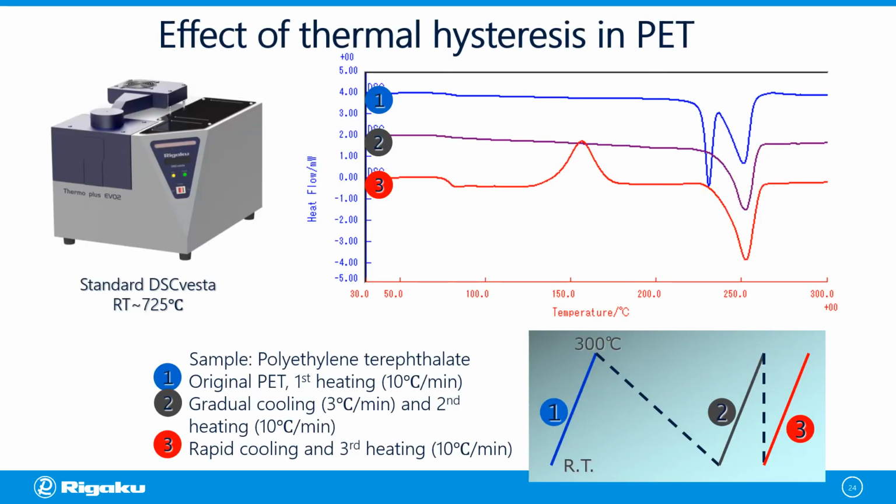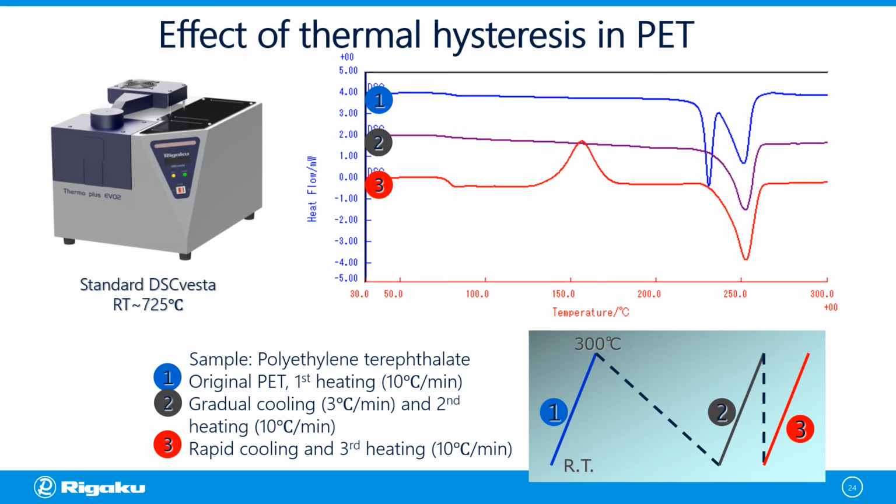Here we used a 10 mg PET material which was heated 3 times with a constant heating rate of 10 degrees per minute from room temperature up to 300 degrees centigrade, but with 2 different cooling rates of 3 degrees per minute and rapid cooling. The blue curve is the original PET material, where we can observe 2 endothermic peaks due to melting near 220 degrees centigrade and 250 degrees centigrade.